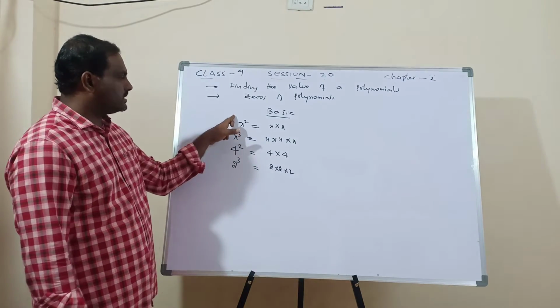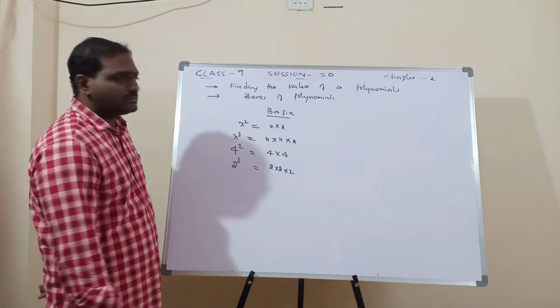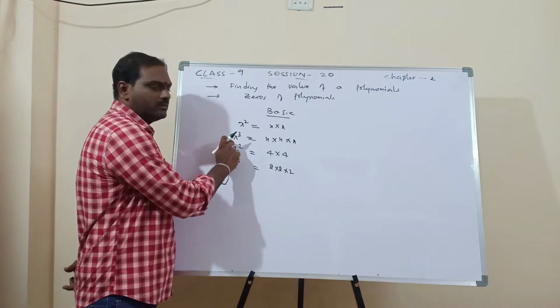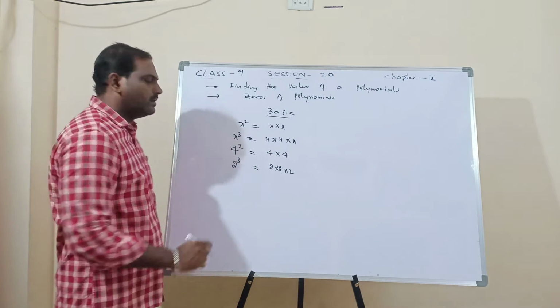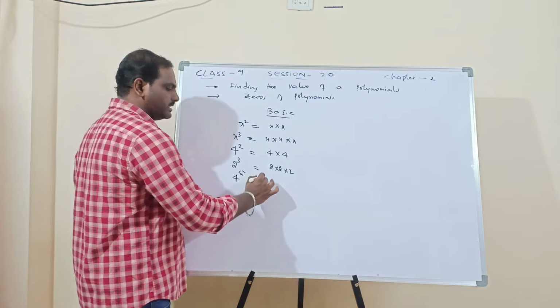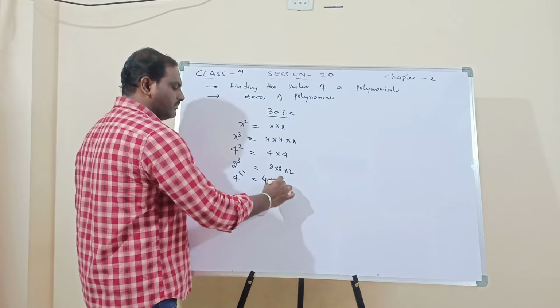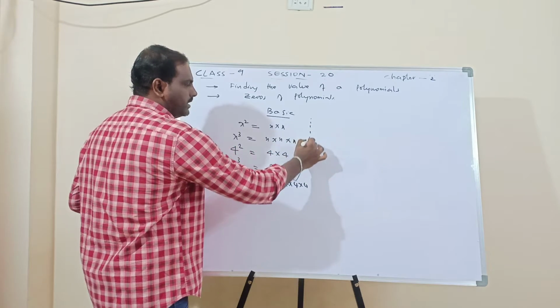So that means first the basic point is, whenever any power is given, that means that number must be multiplied that times. 4 square, 4 into 4. 4 power 5 is given, suppose. Don't write 20. What is the answer? 4 into 4 into 4 into 4 into 4. This is the first point you have to remember.